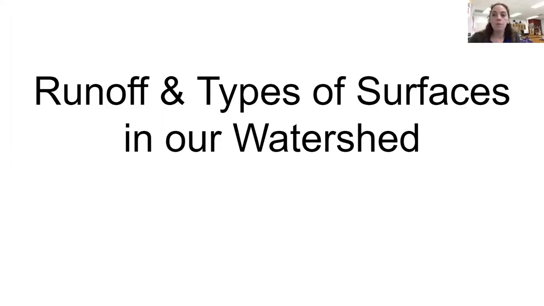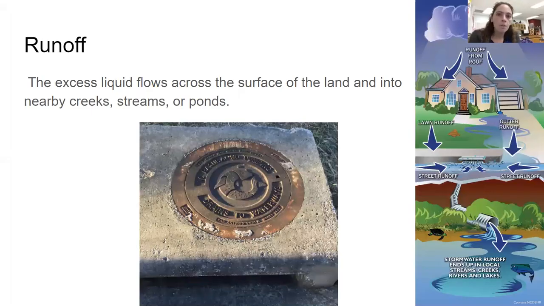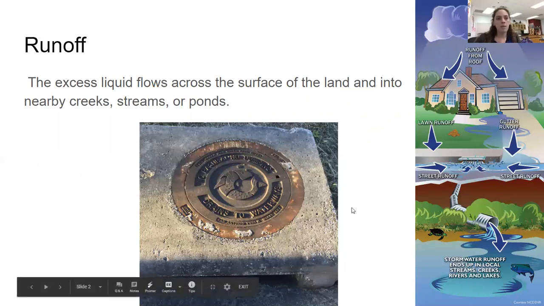Today we're going to talk about runoff and the different types of surfaces in our watershed that impact the amount of runoff. First, our definition of runoff, if you've forgotten. Runoff is the excess liquid that flows across the surface of the land and into nearby creeks, streams, or ponds. So runoff can come off of roofs, off of your lawn, off the street, and end up in our local waterways.